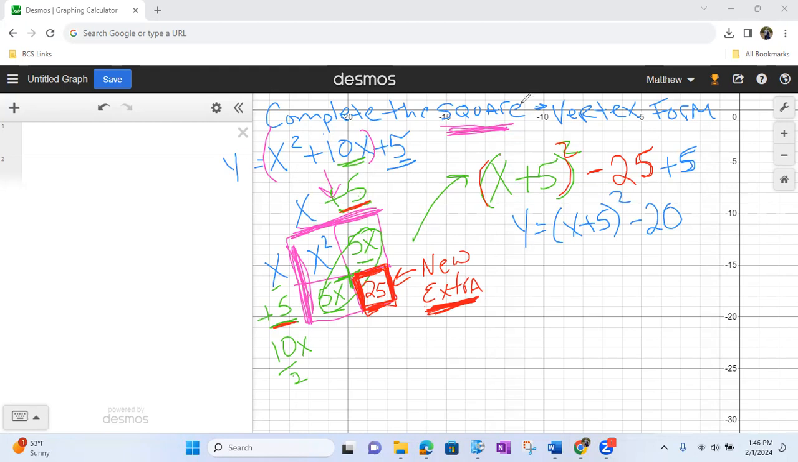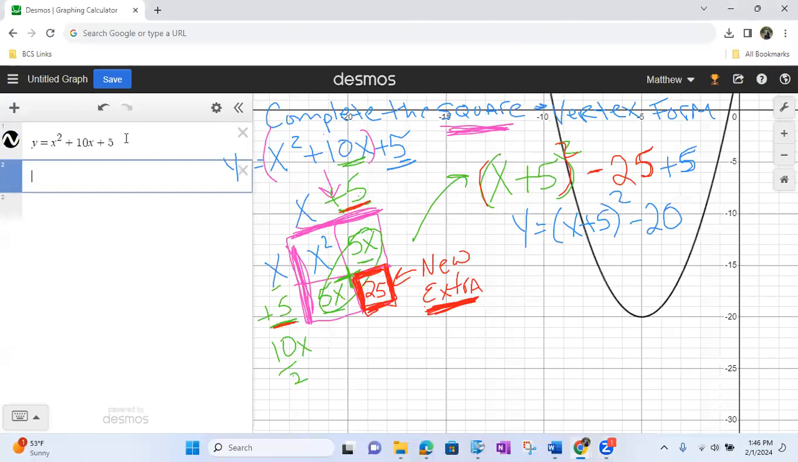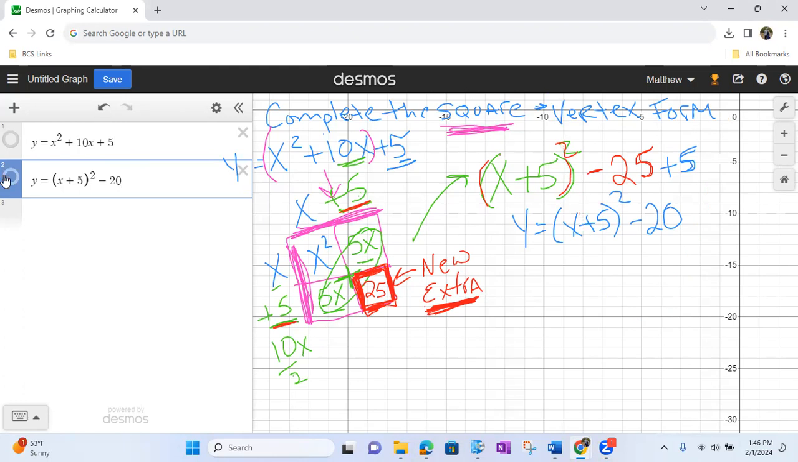Now, we do want to verify our work. So I'm going to type in the original equation, y equals x squared plus 10x plus 5. And then I'm going to type in the next equation, y equals parentheses x plus 5 squared minus 20. What I'm looking for is for them to overlap because they're equivalent, or the same. If you notice, I turn on the red one, it turns black. In the same spot, I turn on the black one, and then it is able to turn red. That means that they are in fact the same and equivalent, and we've converted from standard form to vertex form.